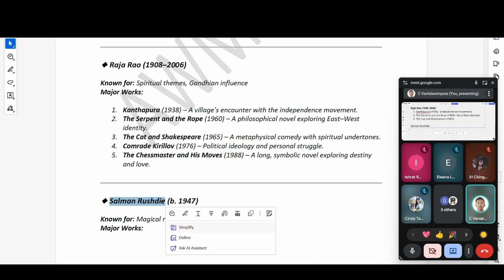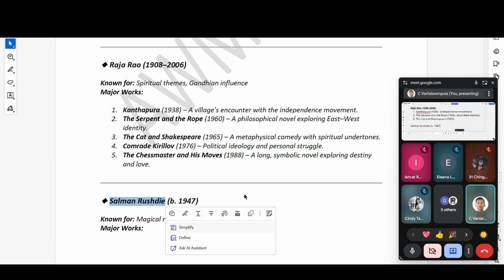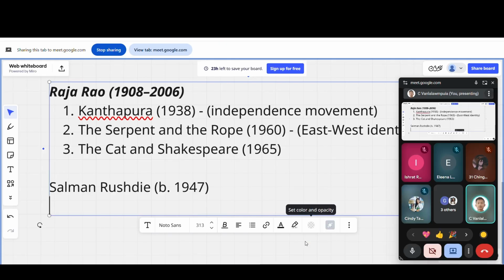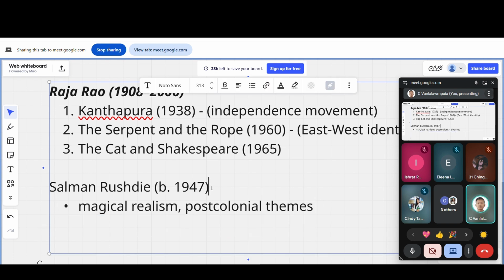So the guy was born in 1947, okay? He was born in the day of independence or the night of independence, okay? 1947. So he is still a 20th century writer and like a 21st century writer, because so many of his popular works are written in the 21st century as well, because he's still alive and he still writes stuff. But this guy is so controversial, and he mostly focused on magical realism, okay? Magical realism. And what else? Post-colonial themes. Colonial themes. Now let's write his works.